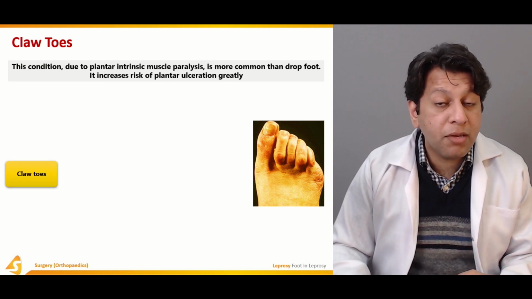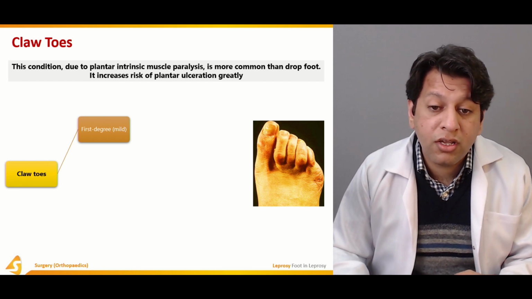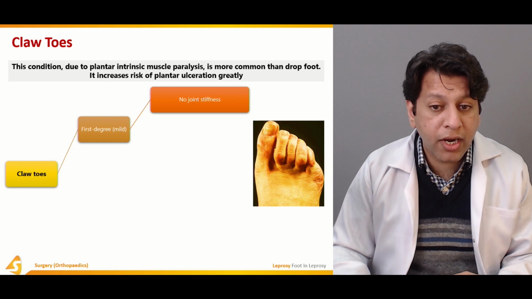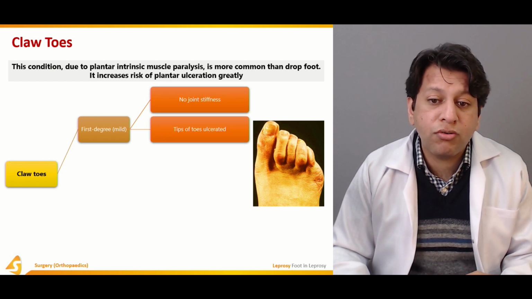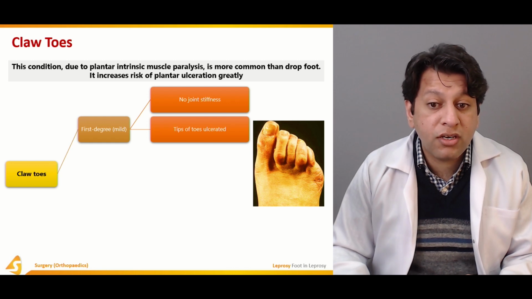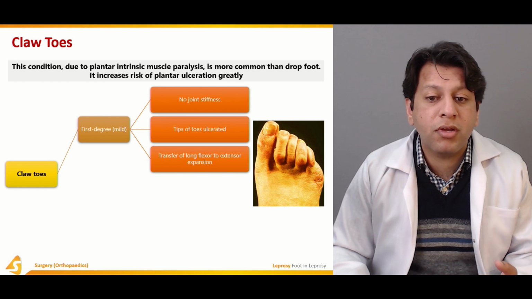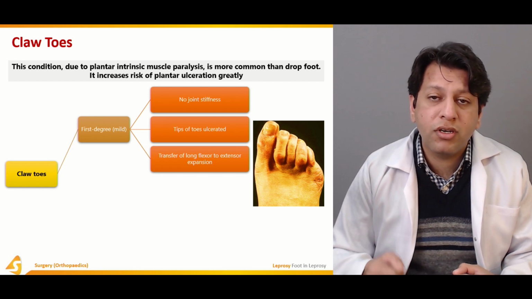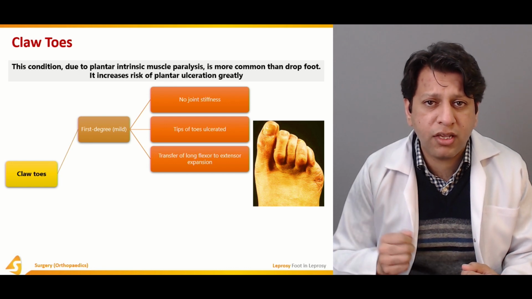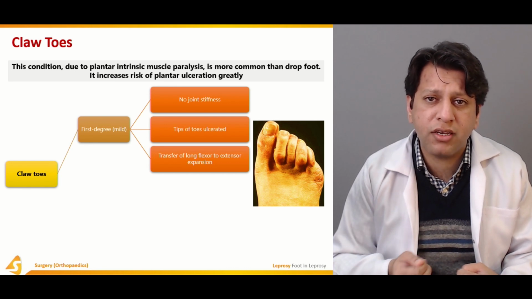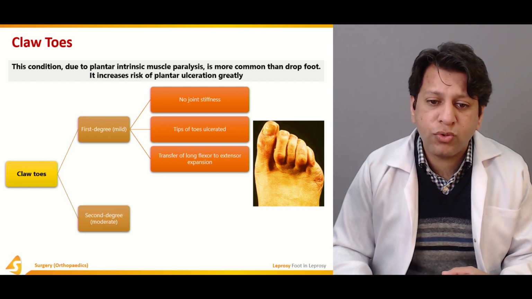Therefore, what are the different types of claw toes? There could be first degree, second degree, or third degree claw toes. The first degree is called mild. Usually there is no joint stiffness. Again, they are flexible claw toes. Tips of the toes get ulcerated only, and usually the long flexor to extensor expansion is transferred. We know that the extensors are working fine, so they can be transferred back to the long flexor areas. Therefore, this clawing of the toes can be prevented.